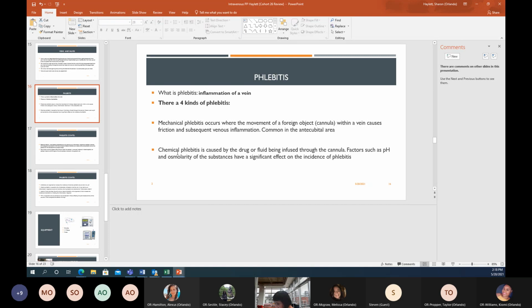Now, chemical phlebitis is a little self-explanatory. It's caused by the drug or the fluid that is infused through the cannula. The pH or the osmolarity of the substance will affect the area and cause inflammation there.